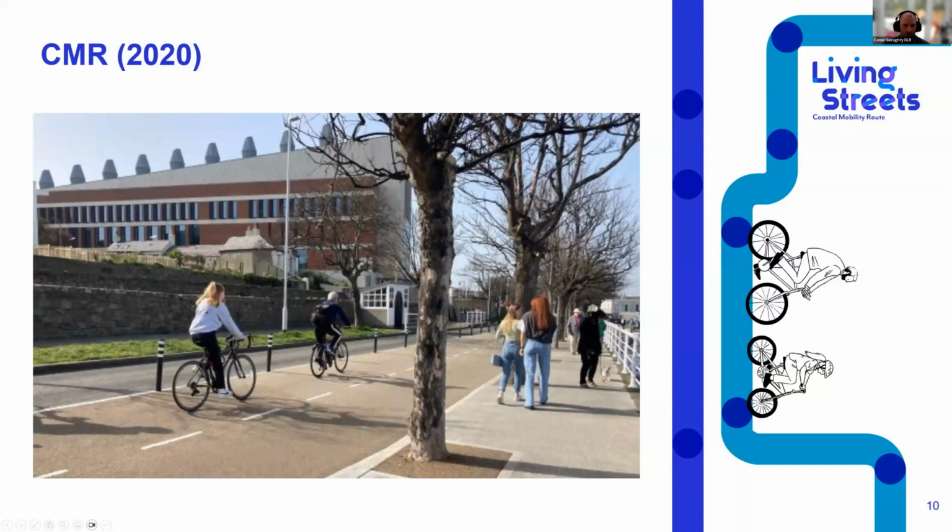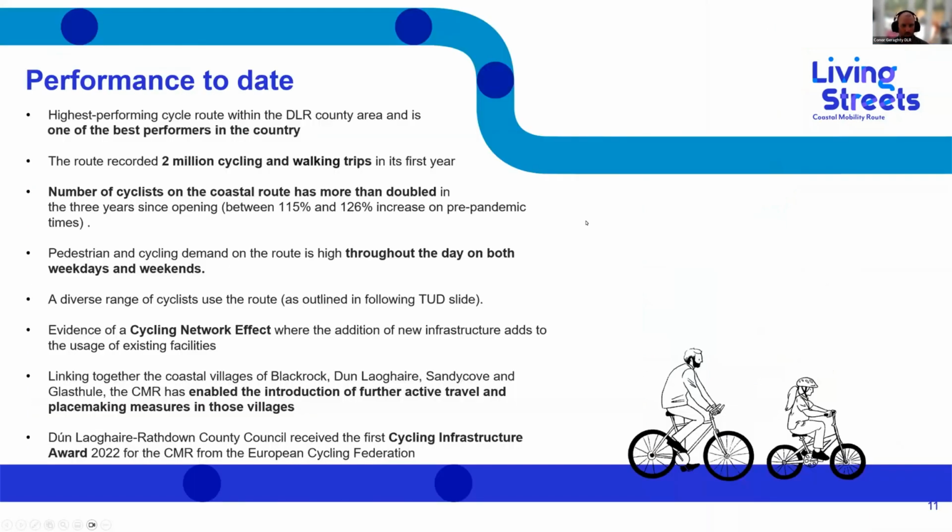In relation to the coastal route, this is some of the findings from the TU Dublin report. It found that it's the highest performing cycle route within DLR County, but also one of the best in the country. It routinely sees maybe 20,000 cyclists per week, which, to give that some context, the best week that the Waterford Greenway ever had was about 6,000 cyclists. So even in the depths of winter, it performs much higher than that.